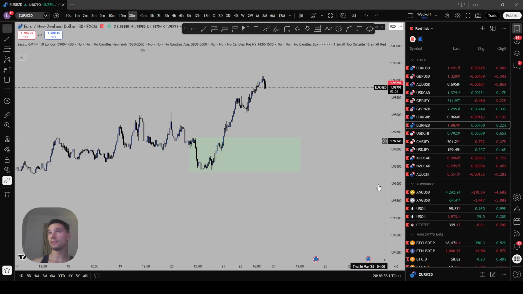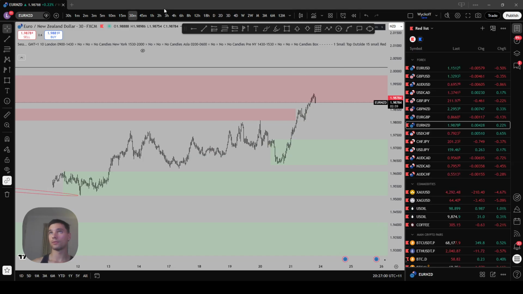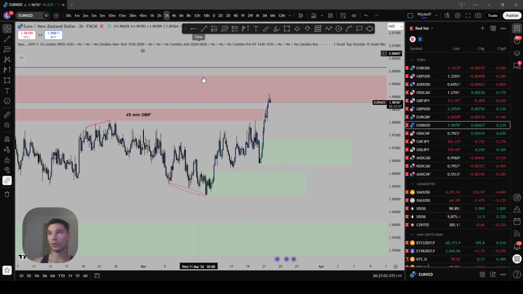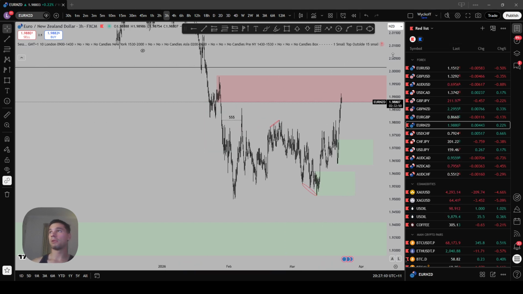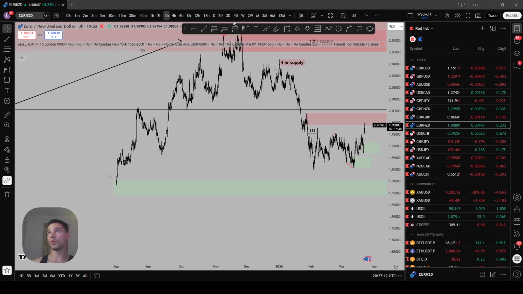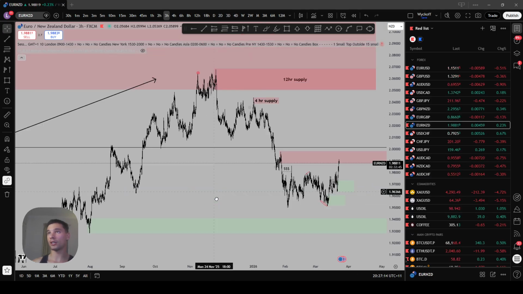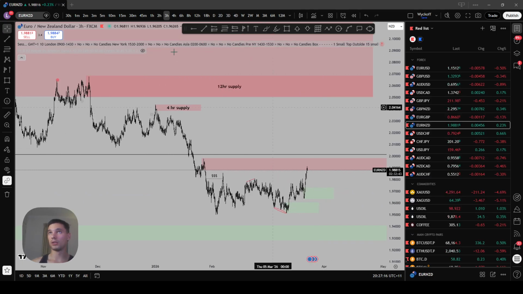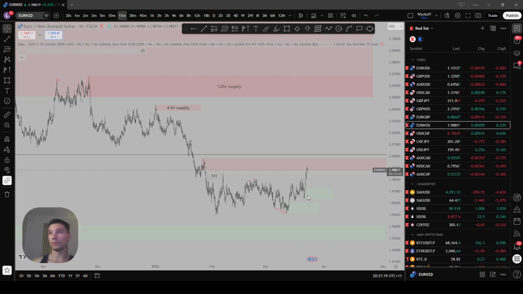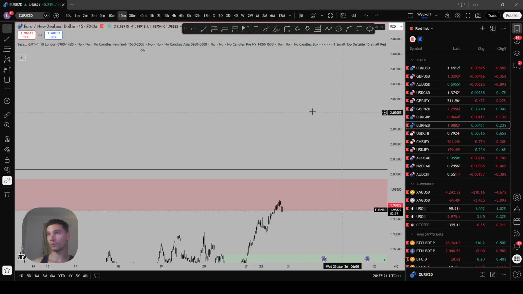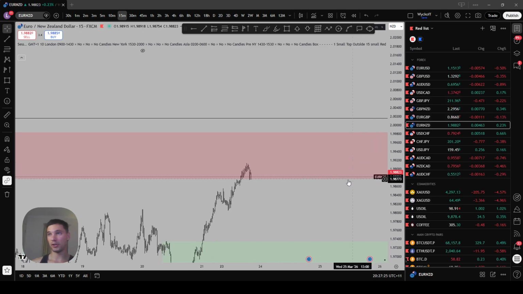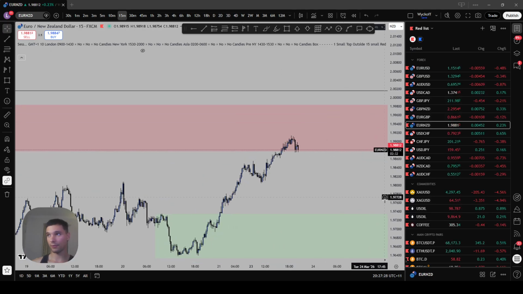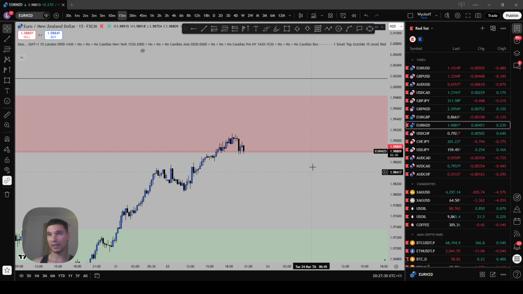Euro NZD. We really mapped out this one yesterday. We've now entered this supply, which we can always expect some form of reaction, and we are in premium range. Just gonna be patient here. Not much to be done, as they say.